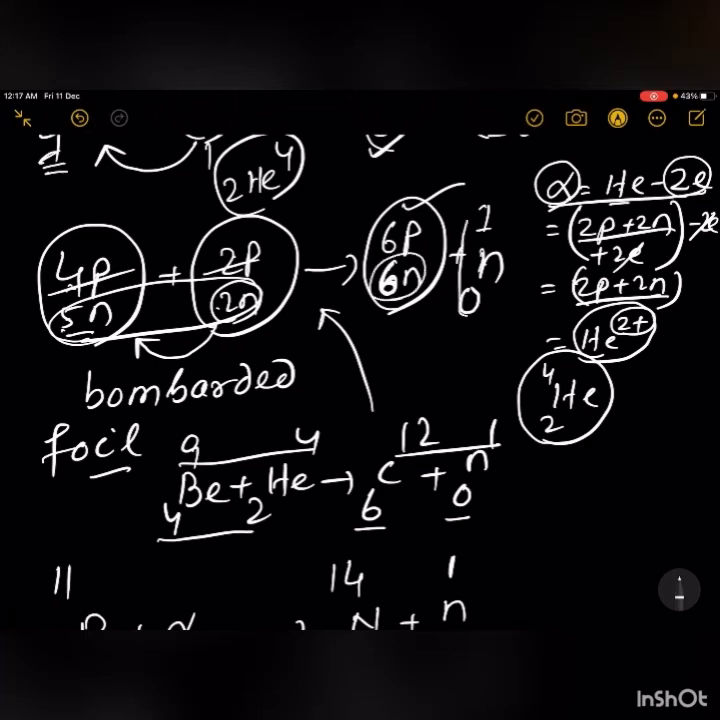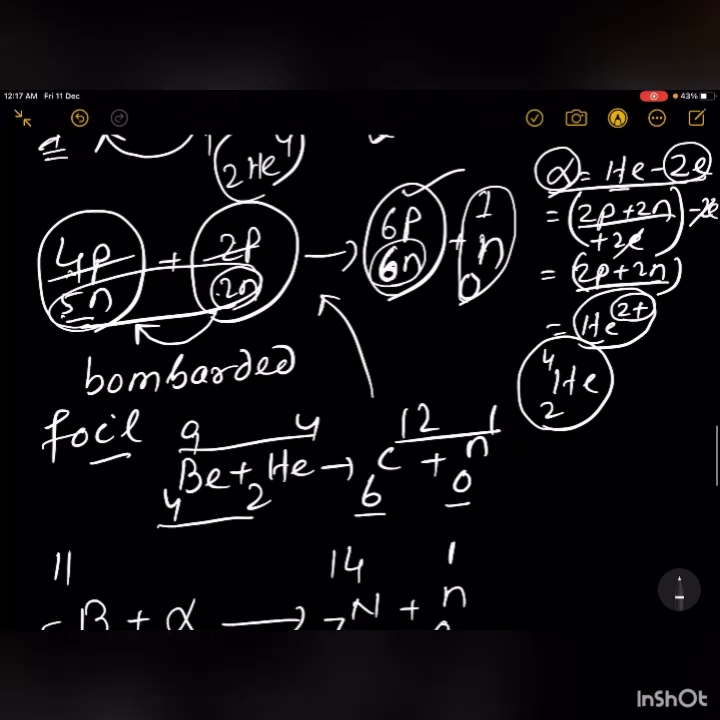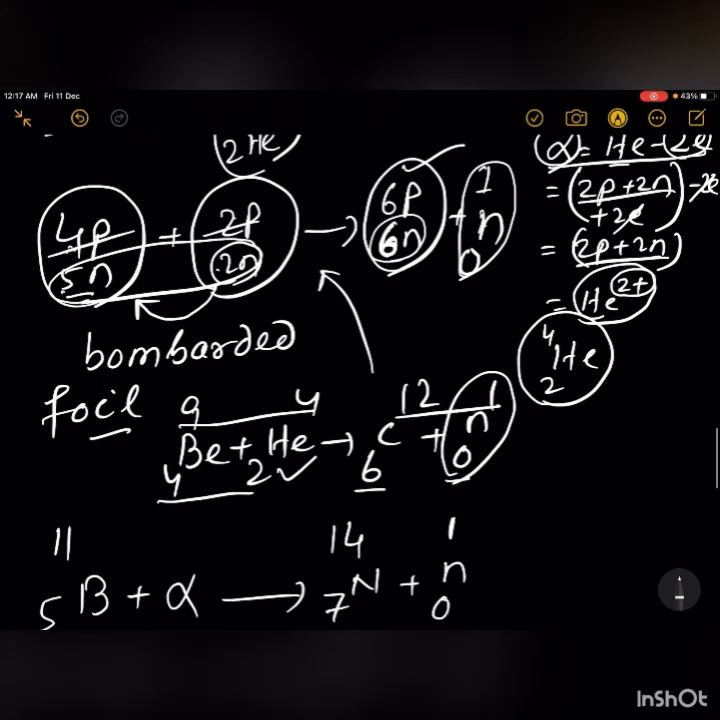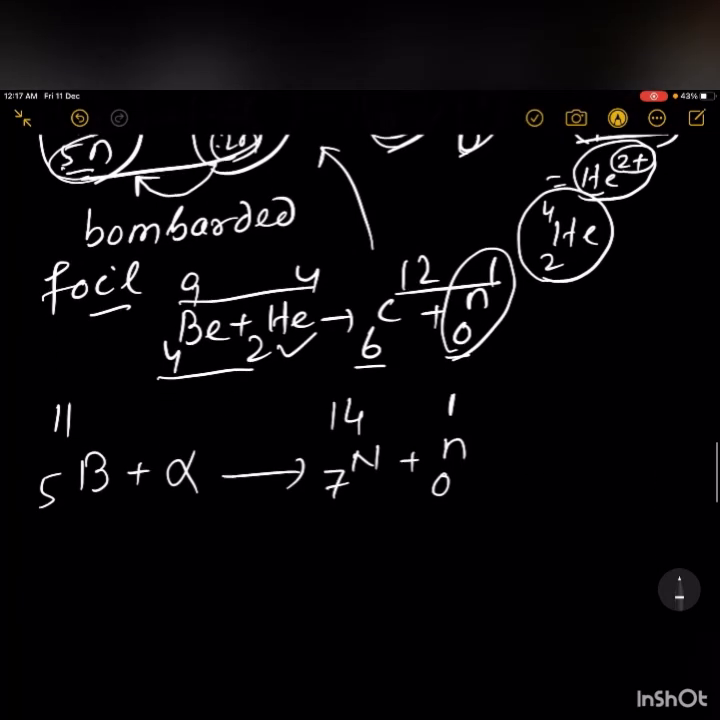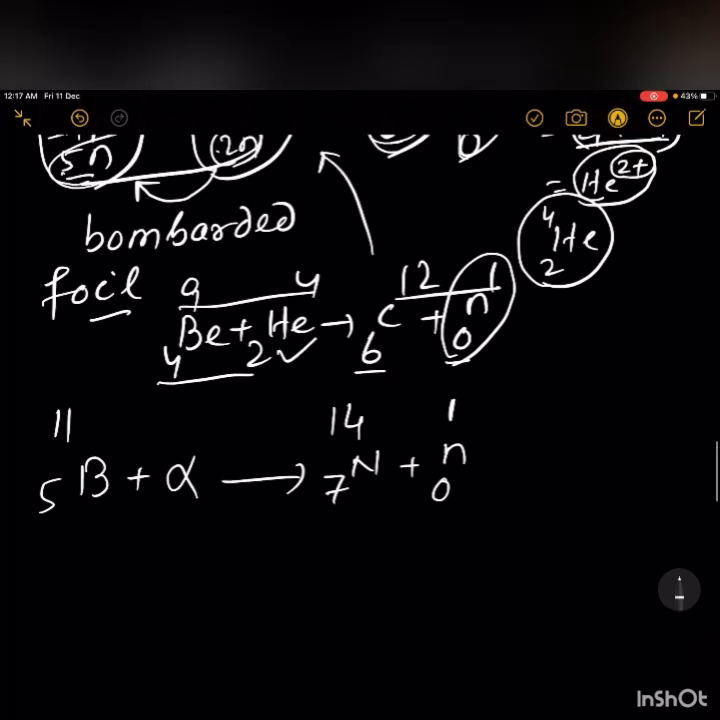So when beryllium is bombarded with alpha particle, a neutron is emitted which consists of neutral particles. So when beryllium is bombarded with alpha particle, highly penetrating rays are emitted which consist of neutral particles known as neutrons.